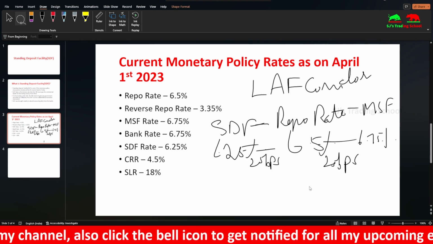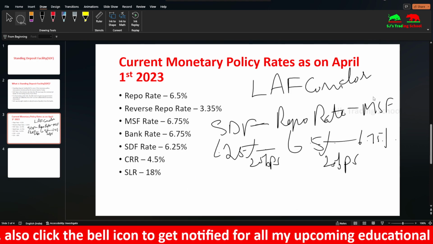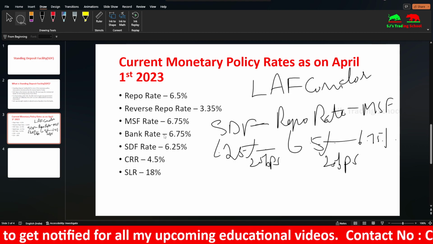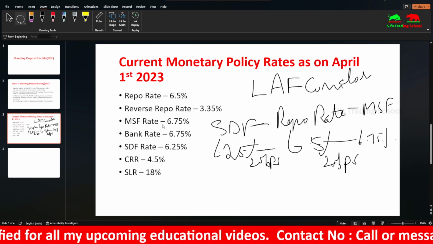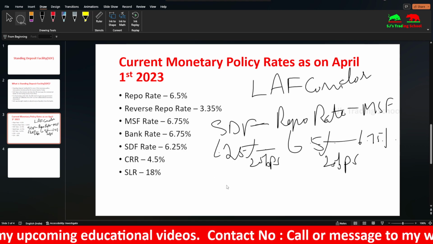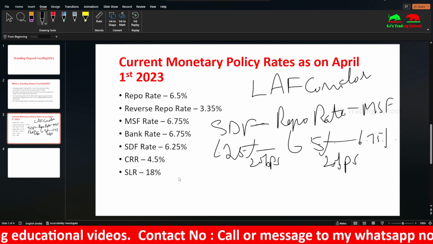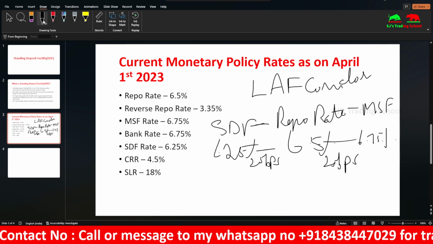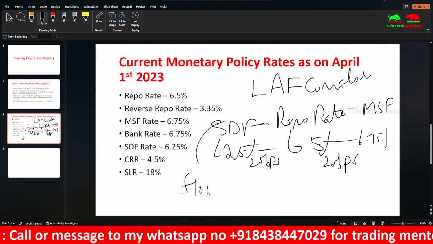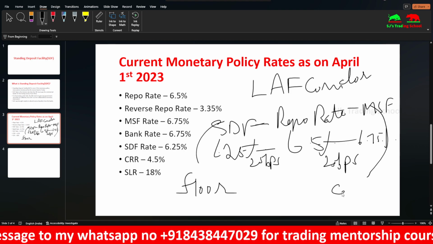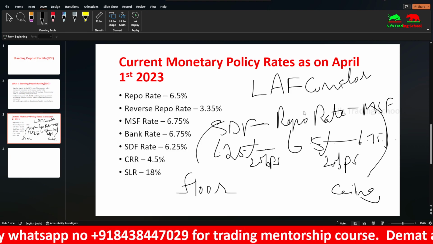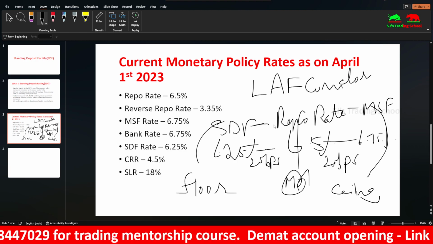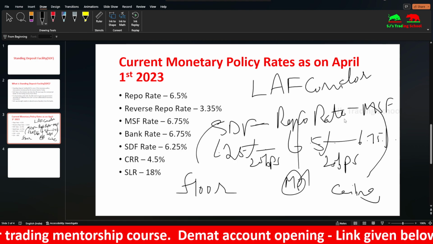Usually the SDF is 25 basis points lower than the repo rate, and the MSF is usually 25 basis points higher than the repo rate. The bank rate is also equal to the MSF rate, but you should take a note of it. So these are the things, but this can also change. So this is the fact. Usually this is the floor, this is the ceiling, and this is the middle thing. So when the repo rate changes, automatically the SDF and MSF also change.